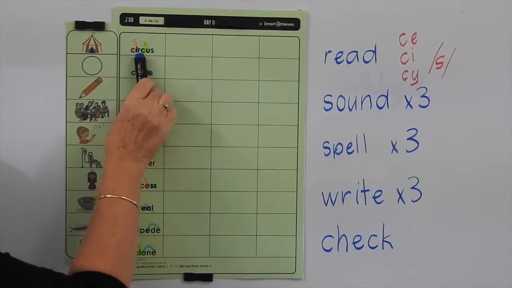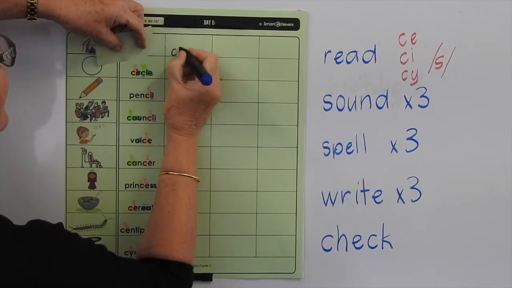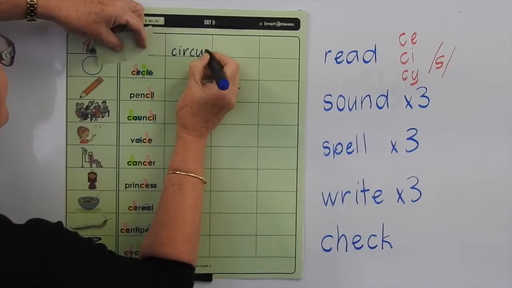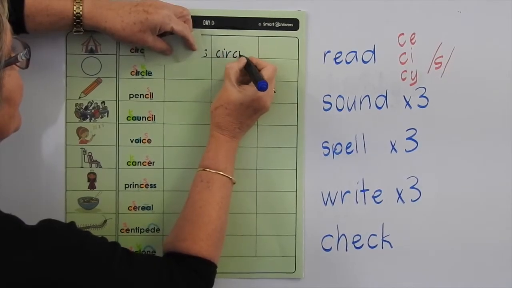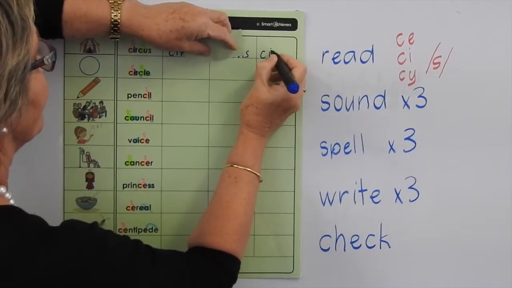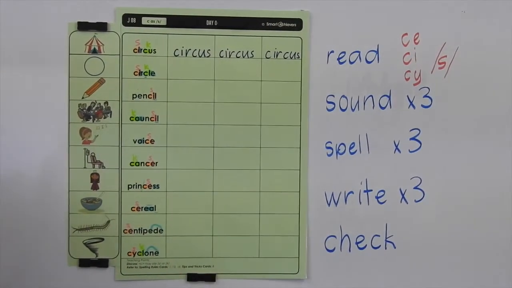C-I-R-C-U-S. Cover it and write it 3 times. You can finish the rest of that on your own.